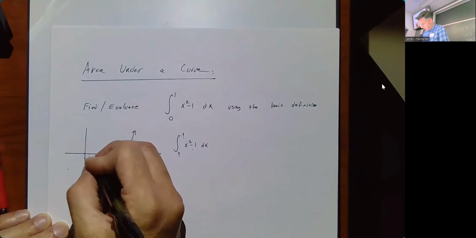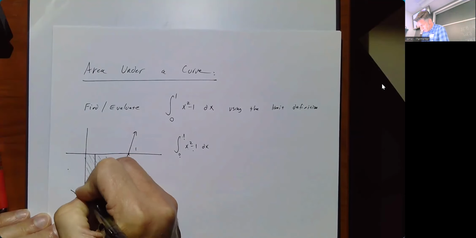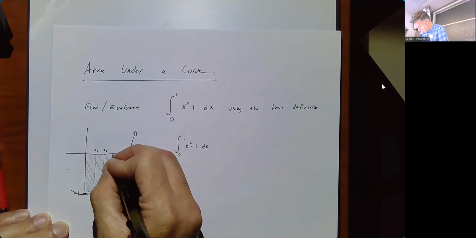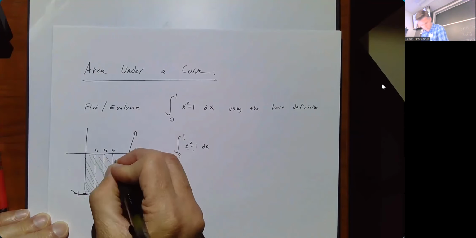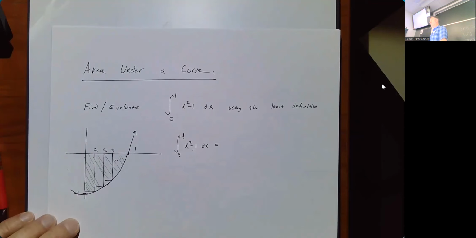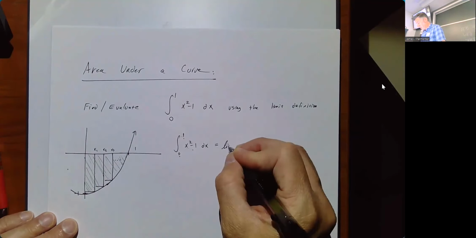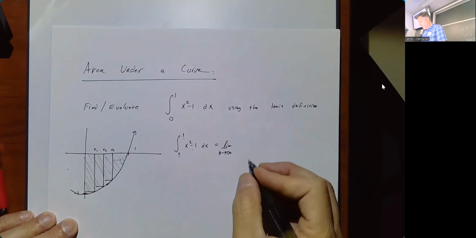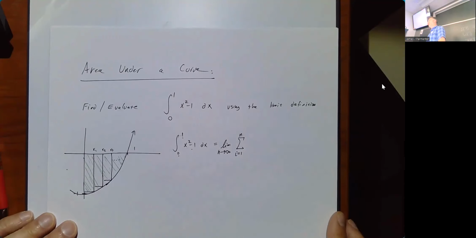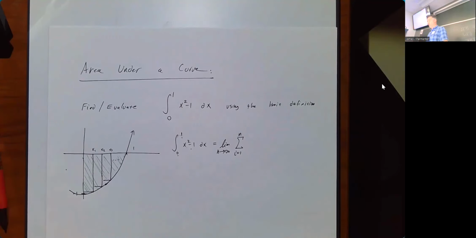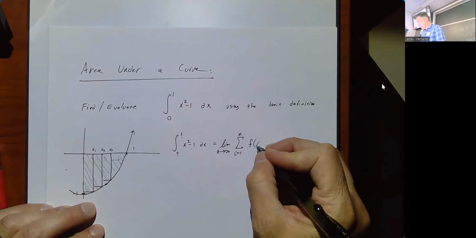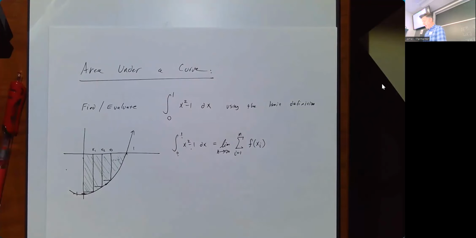And we could draw some rectangles. There's your x1. There's your x2. I'm using right endpoints, as we often do. So if I'm going to write this using the limit definition, we're going to start off with a limit. It's the limit as n goes to infinity of the sum from i equals 1 to n. And even though we're going to have to work this out in a minute here, there's actually a very nice shorthand here. What's going to go in here is just your function evaluated at x sub i. Your x sub i is the right endpoint.